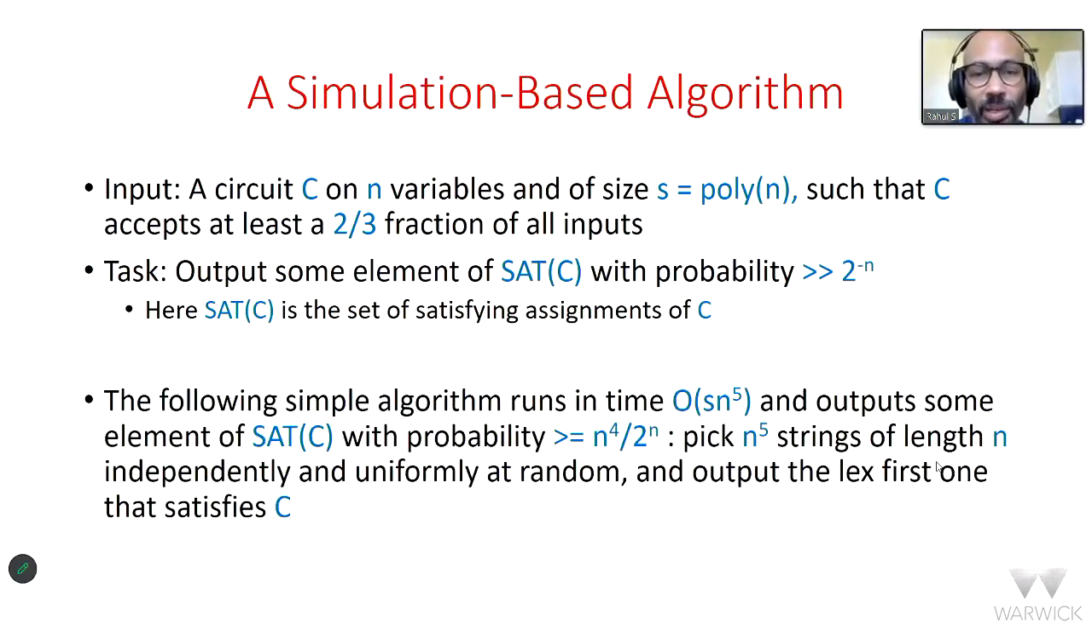And here's a simple algorithm that works. You pick, say, polynomially many strings independently and uniformly at random, simulate C on each one, and output the lexicographically first one that satisfies C. So this is going to bias the assignment that's output towards assignments that are lexicographically smaller, and in particular, the lexicographically smallest satisfying assignment is going to be output with probability at least n to the 4 over 2 to the n. So it's a very, very simple algorithm. This is nice, but the issue for us here is the running time, which depends on s. And s is an arbitrary polynomial, and we want somehow to use resources which don't depend on s.